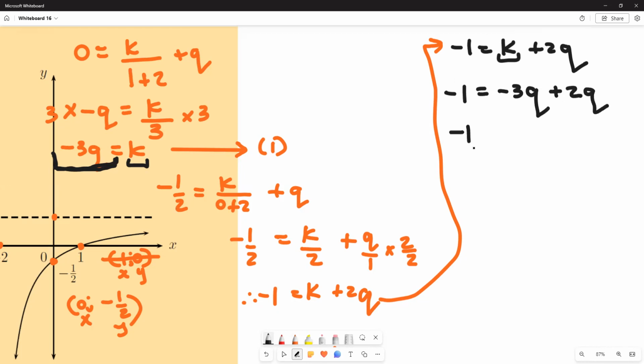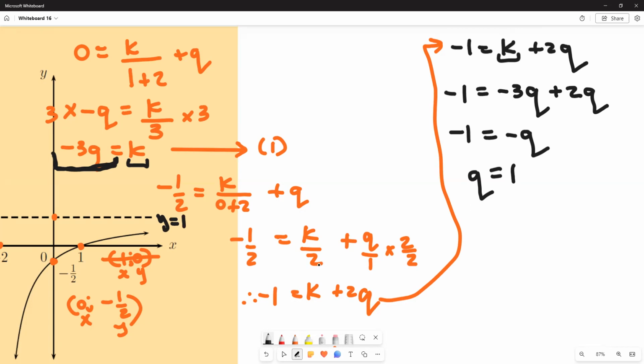Then I have -1. These are like terms. They leave me with negative q, right? Then I'm going to take the negative q to that side to become q. Then the 1 will go to that side to become +1. Then we got our value of q. So the value of q is 1, which means I can conclude that the y asymptote is 1.